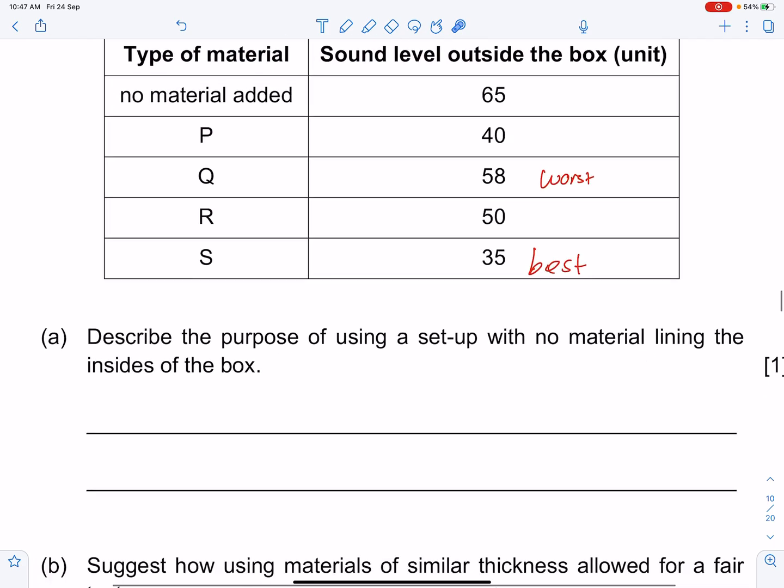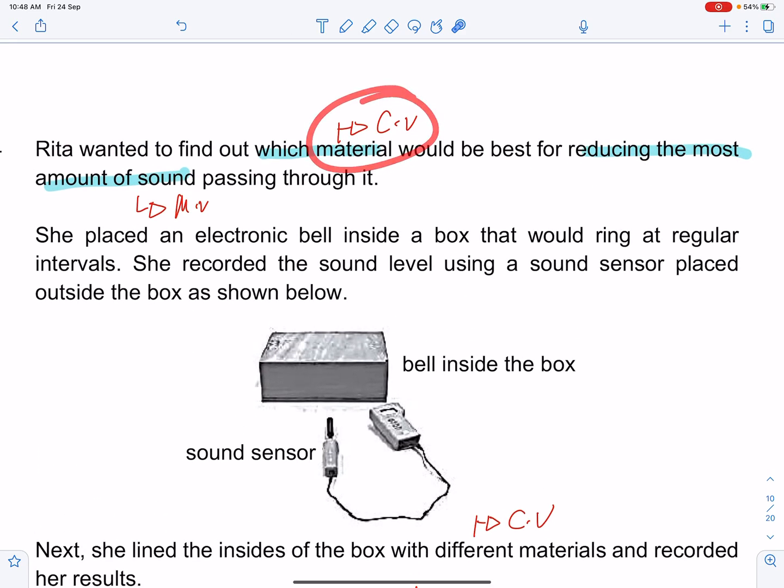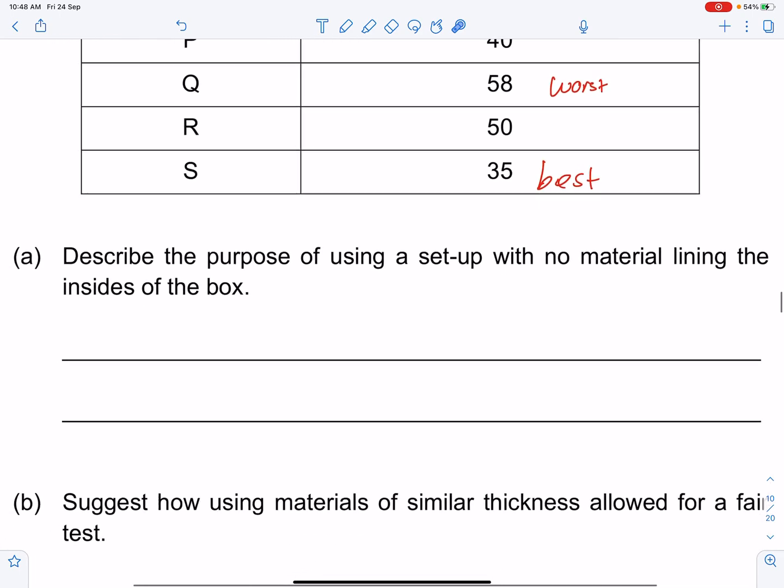Describe the purpose of using a setup with no material. So, what do you think? No material. So what is no material? So this is the change variable, right? So you removed away the change variable. So what does it mean? You are actually doing a what? Control setup. Okay? Now, so what do you need to say?